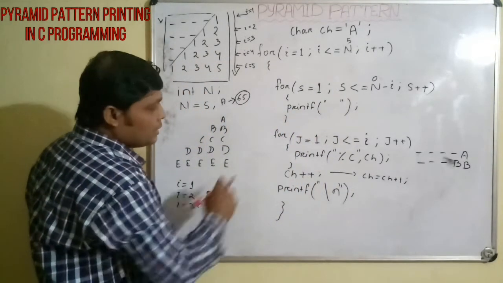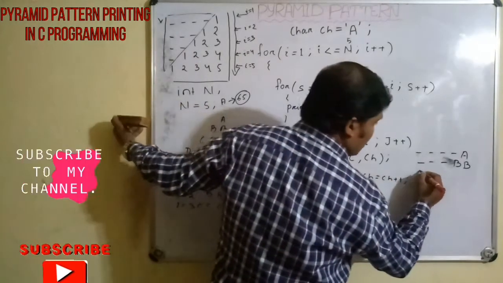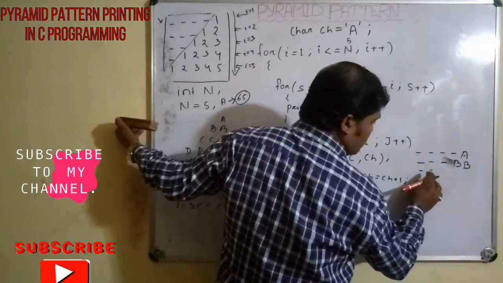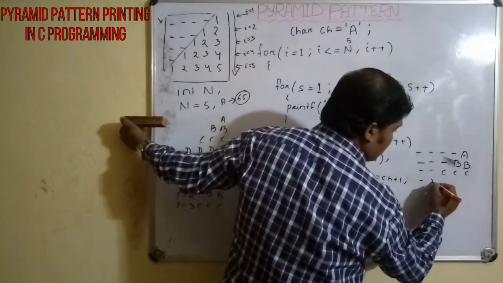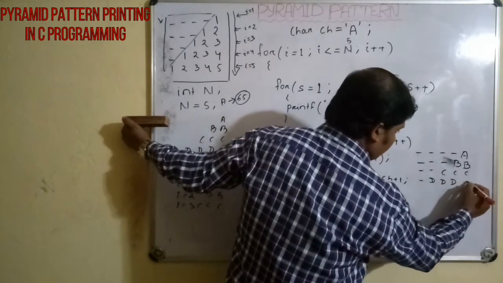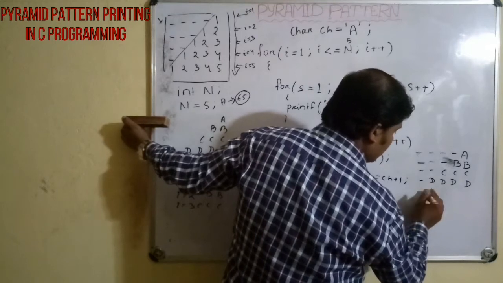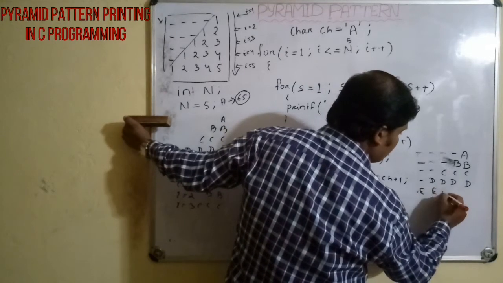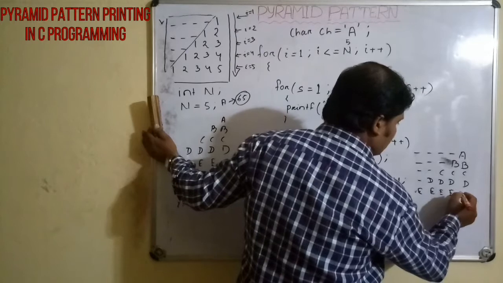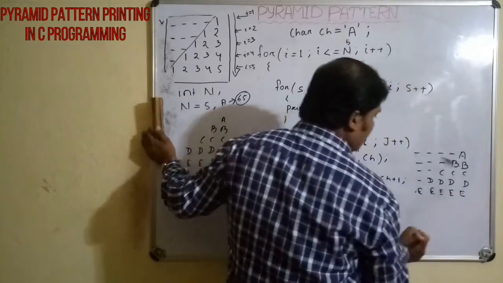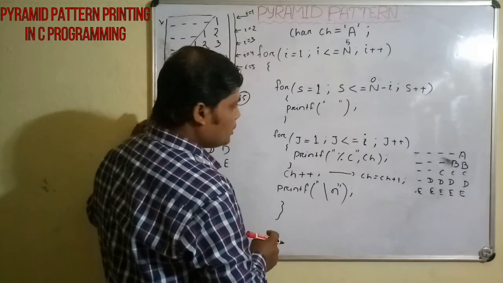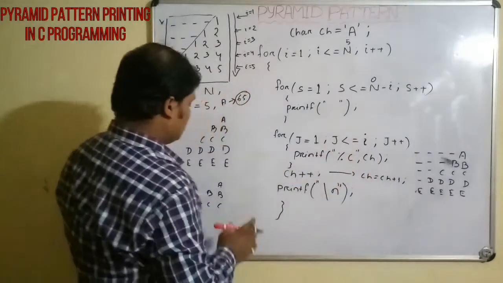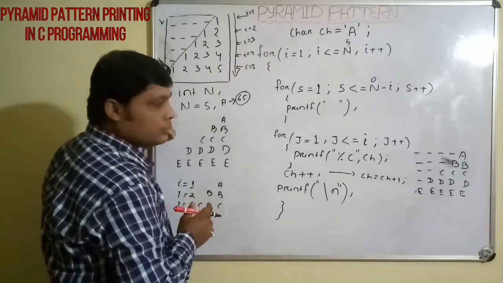Clear? Then when i value 3, it will go to the next line, it will give 2 spaces, after that it will print C, C, C. Then 1 space, it will print D, D, D, D. Then no spaces, this will be i times E. Clear? So it will print this structure. Clear?